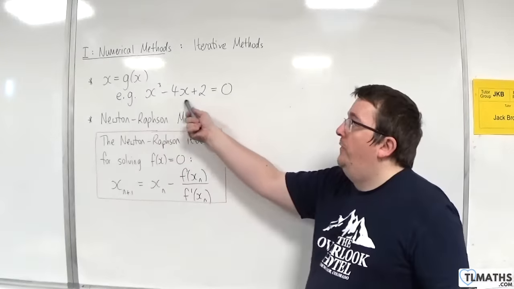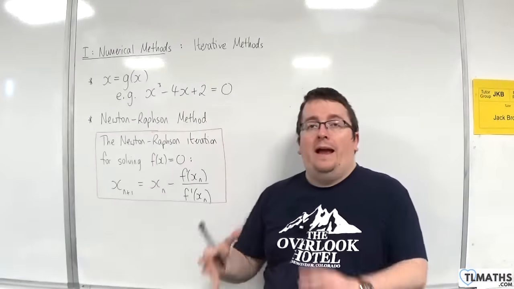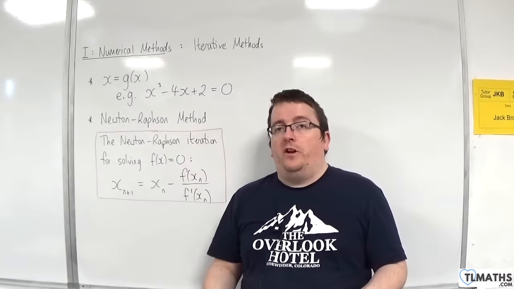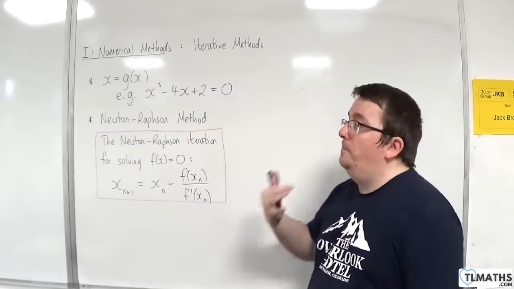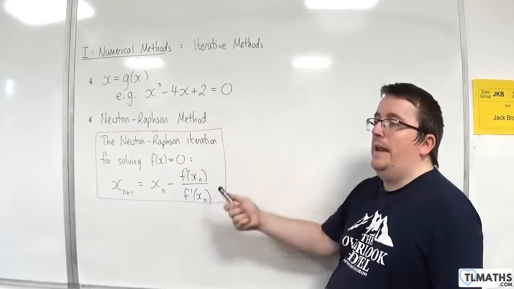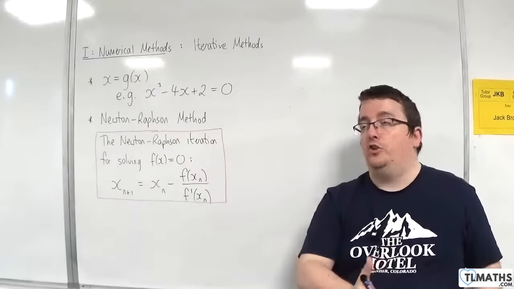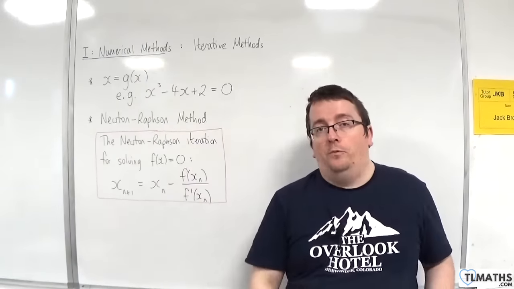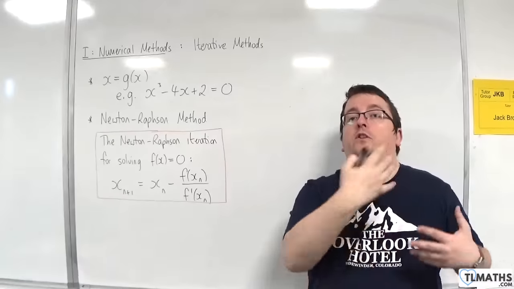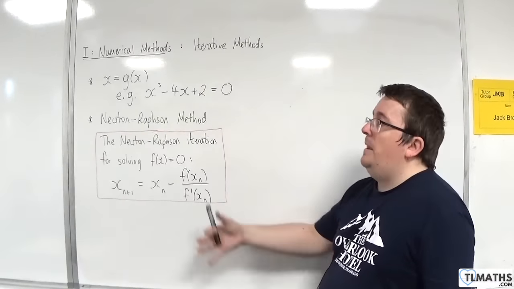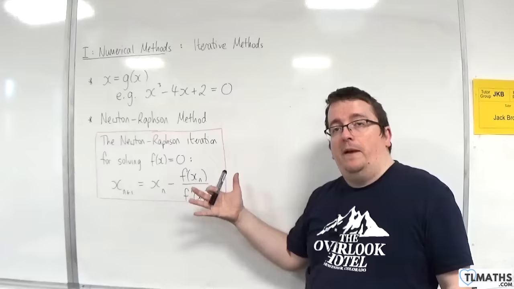So usually what you'll see is that you'll have this part A where the question says, show that x cubed take away 4x plus 2 equals 0 has a root between 1 and 2. And then you use the change of sign method to do that. And then part B would be something like show that this can be written in the form of x equals some function of x, so x equals g of x, and then you turn it into an iterative form, and then you can home in on the root. Alternatively, that part B might be use the Newton-Raphson method.